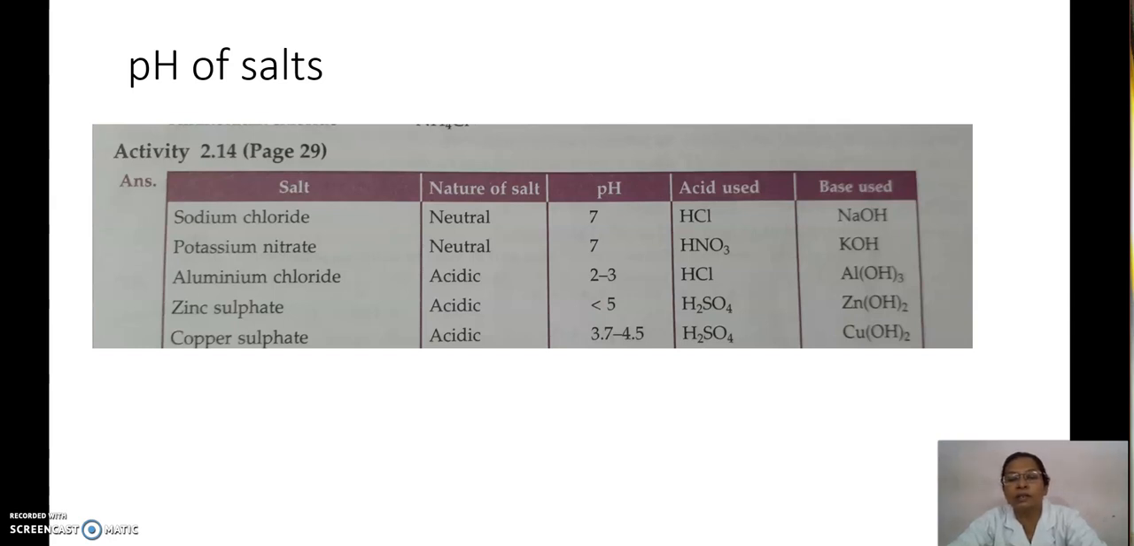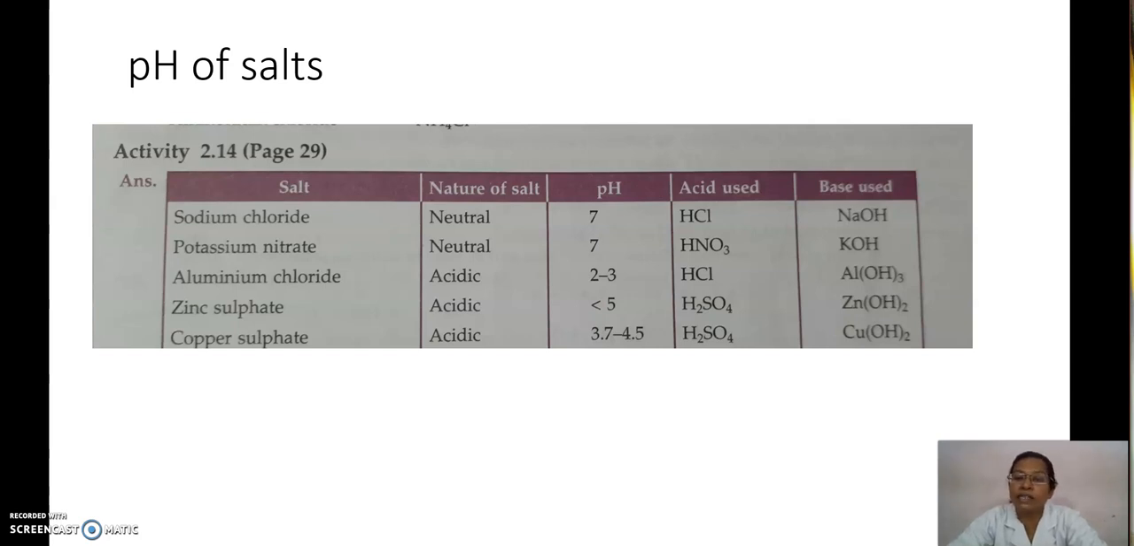Here the acid used is hydrochloric acid. Hydrochloric acid is a strong acid. Like sulfuric acid, nitric acid, all these acids are very strong. And see the base we are using, the base is aluminum hydroxide. Aluminum hydroxide is a weak base.